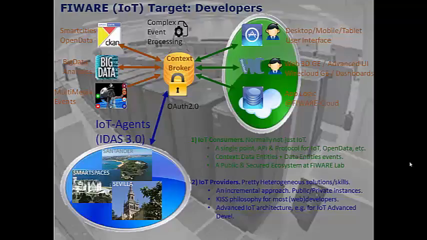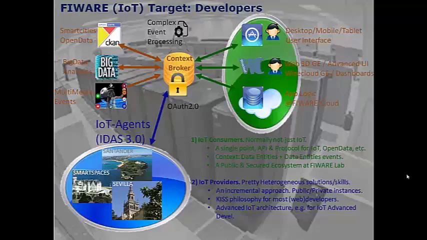Finally, as you know, the context broker and the IoT agents that are connected to it can be public, so the information would be available to anyone that wants to consume it, or it can be set up as a closed infrastructure.